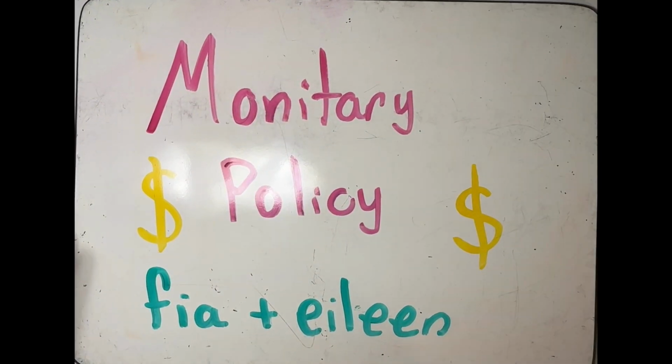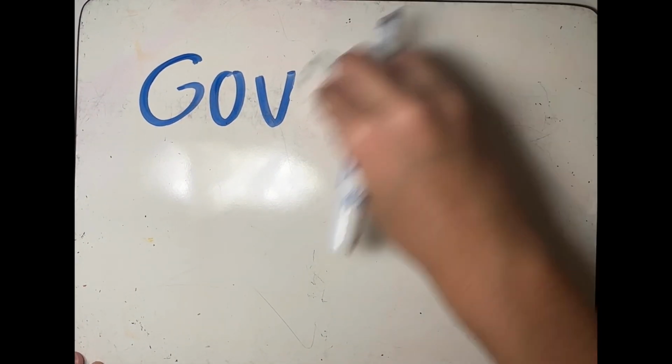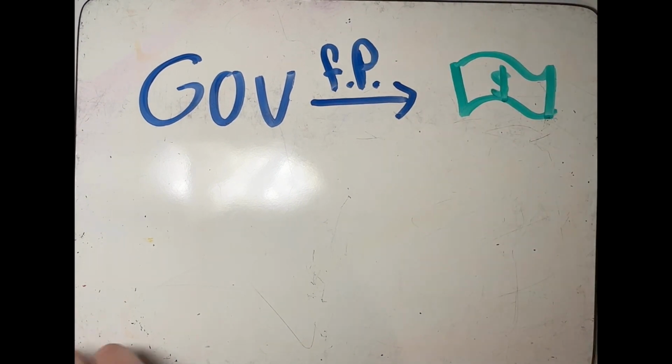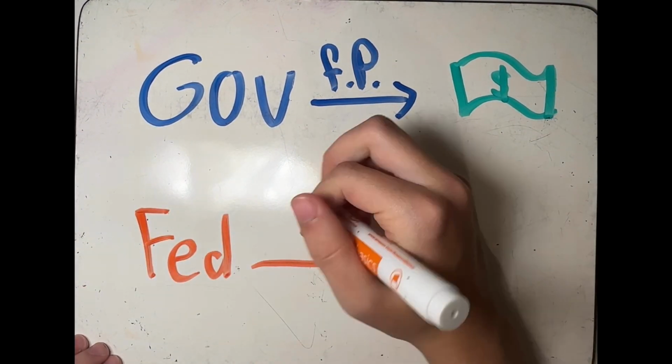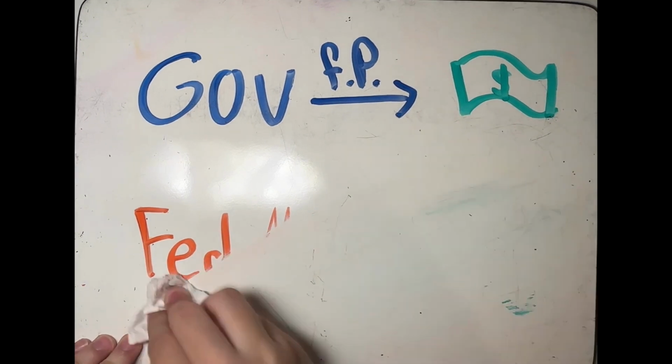All right, so what is monetary policy? Just like the government uses fiscal policy to influence the U.S. economy, the Federal Reserve uses monetary policy to influence the U.S. economy. Monetary policy focuses on altering the money supply in order to either stimulate or slow down the economy.